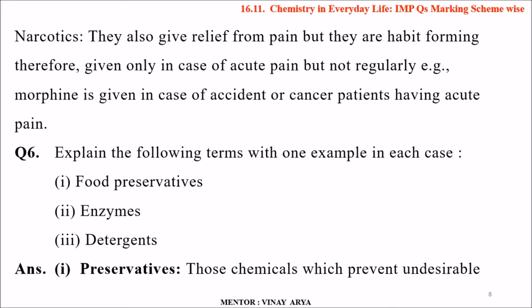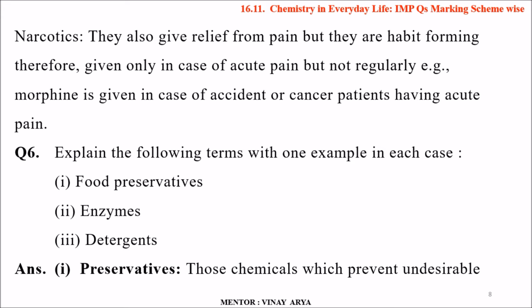While narcotics also give relief from pain, they are habit forming. Therefore, they are given only in case of acute pain, but not regularly. For example, morphine is given in case of an accident or to a cancer patient having acute pain.